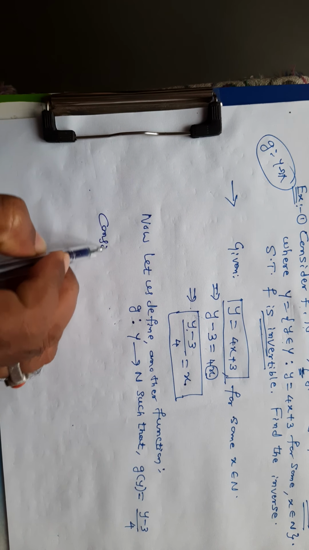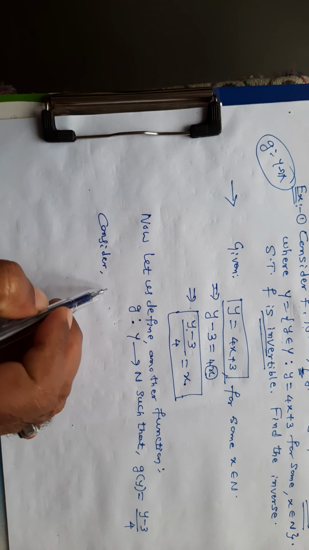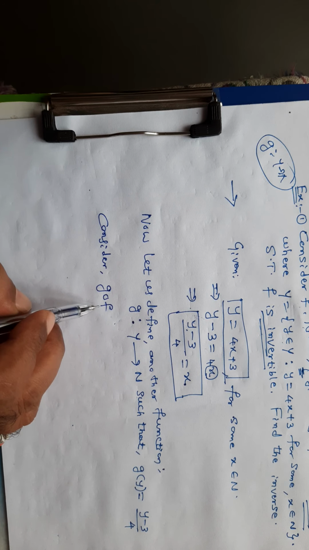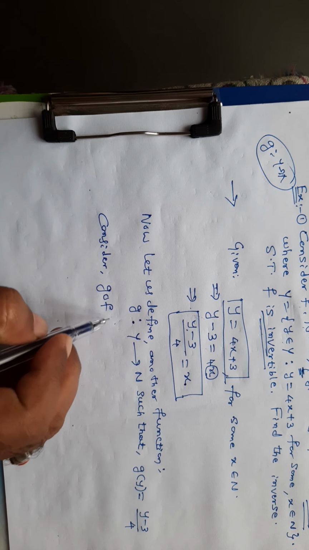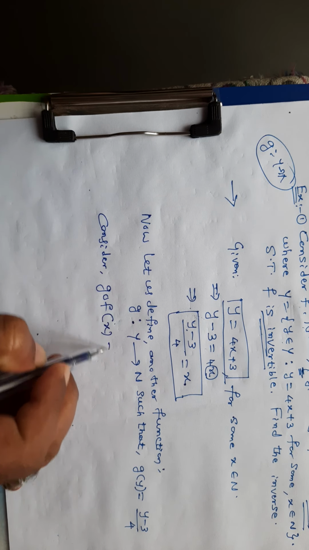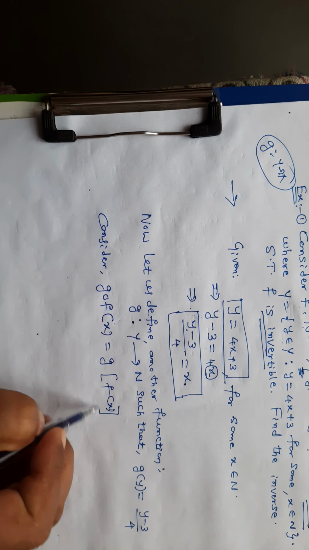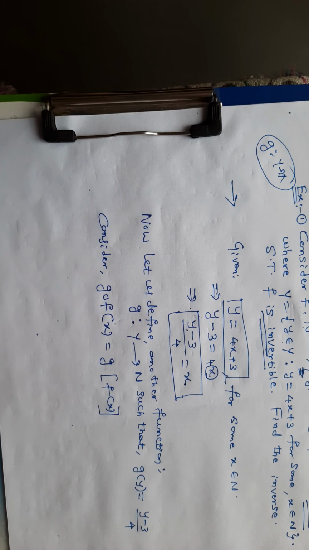See, we have to observe very carefully here. Consider the composition of f and g. We know this: the composition of f and g is written as g of f of x. See, composition of f and g on x.